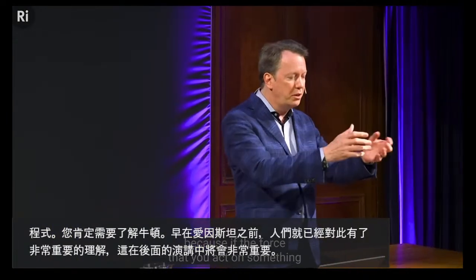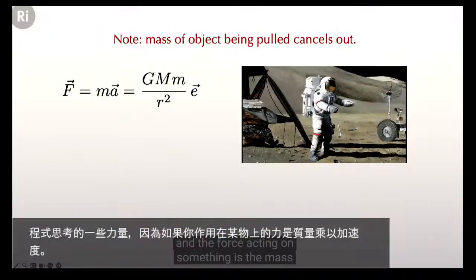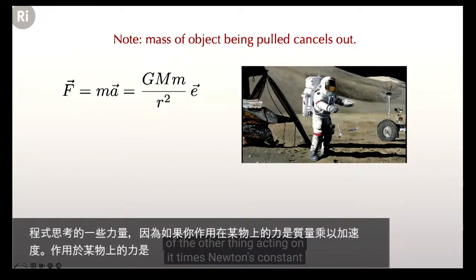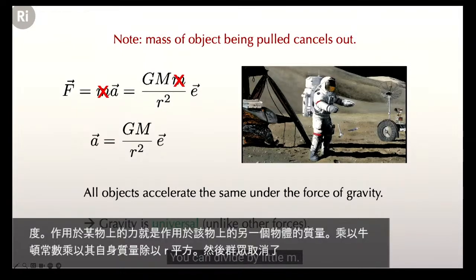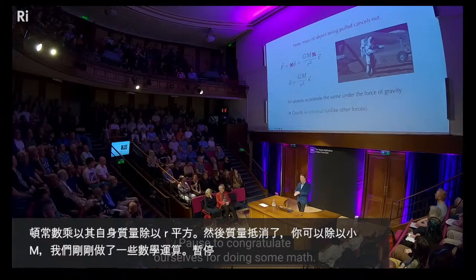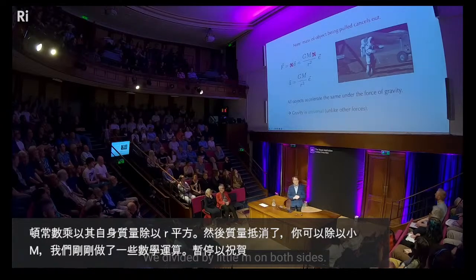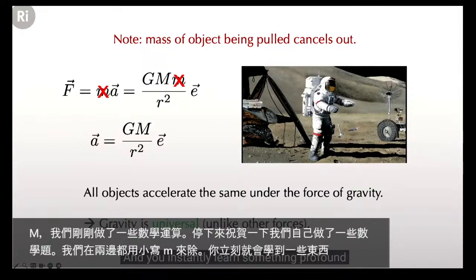Because if the force that you act on something is the mass times acceleration, and the force acting on something is the mass of the other thing acting on it times Newton's constant times its own mass divided by r squared, then the masses cancel out. You can divide by little m. There, we just did some math. Pause to congratulate ourselves for doing some math. We divided by little m on both sides. And you instantly learn something profound and counterintuitive about nature.